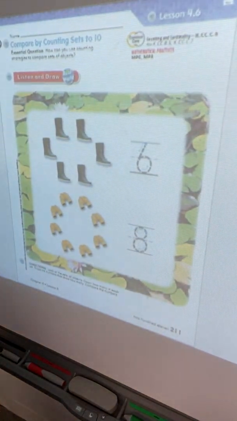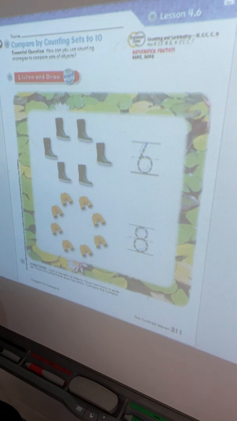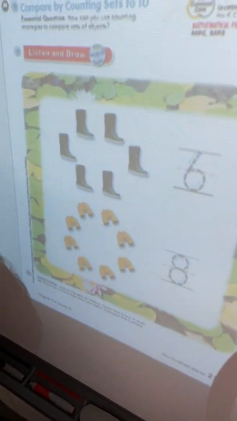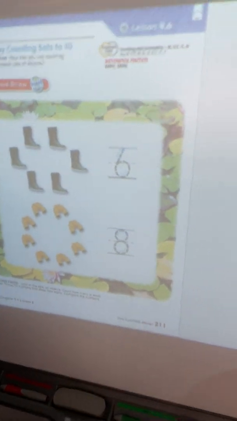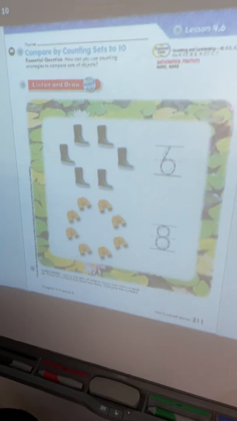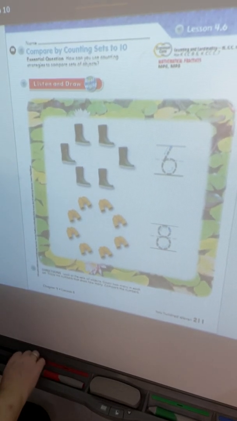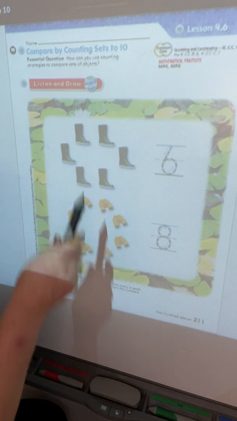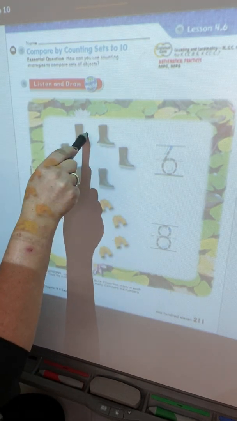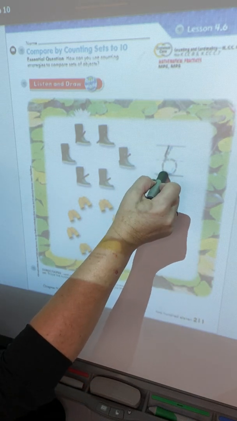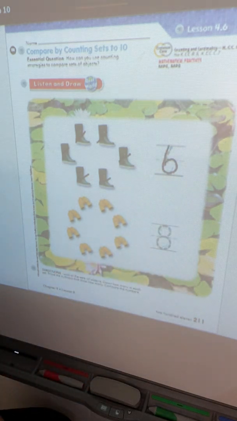So first of all, you will see today's math lesson. I'm going to move you over just a little bit. Sorry. You're going to count, but things are not always in a perfect line or in a 10 frame. So here we have some rubber boots. 1, 2, 3, 4, 5, 6. There are 6 of them. So let's go ahead and trace that 6.